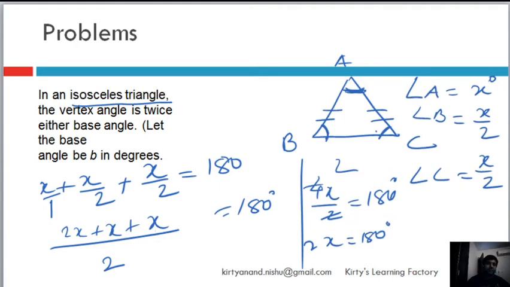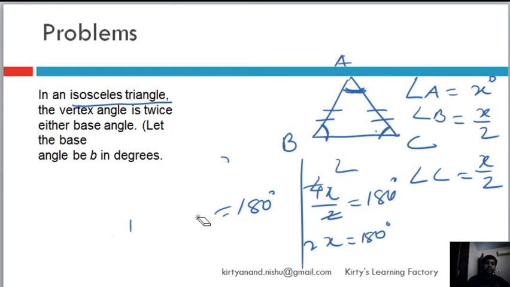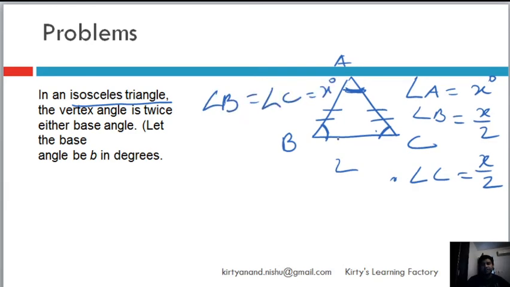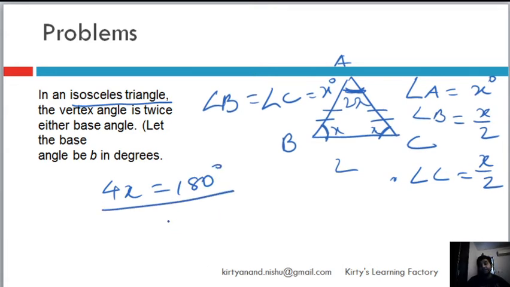So you got it. Now you can say that while you assumed that angle A is equal to x degrees, which I did, you could have actually assumed that angle B equal to angle C equal to x degrees, correct? So this is x, then this becomes 2x as per the question, and then you simply say 4x equal to 180 degrees. Now see, the calculation suddenly becomes so much easier. You don't have to do a fraction addition.